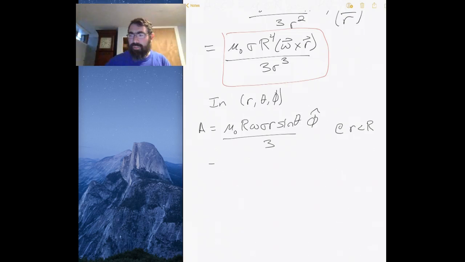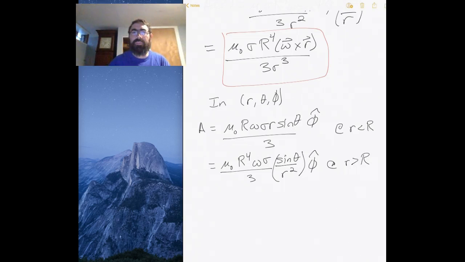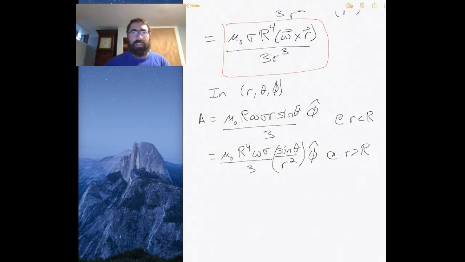inside. On the outside, it would be mu 0 r to the 4th omega sigma sine theta over r squared. That's over 3, also in the phi direction. And that's outside of the spherical shell.